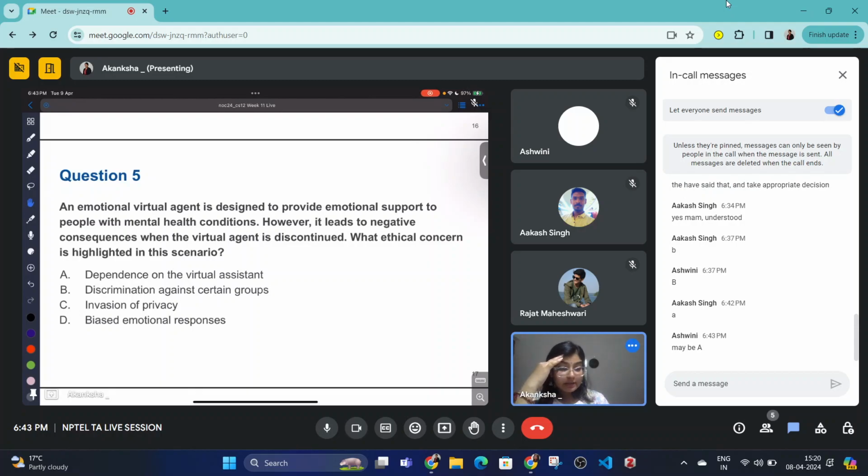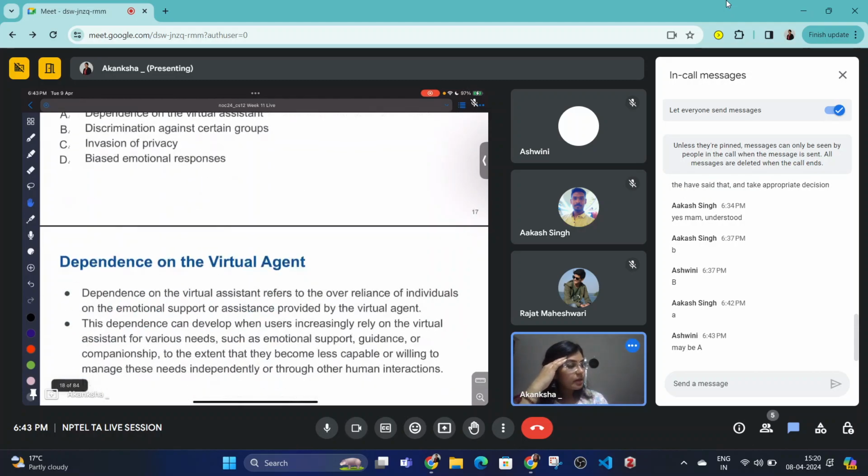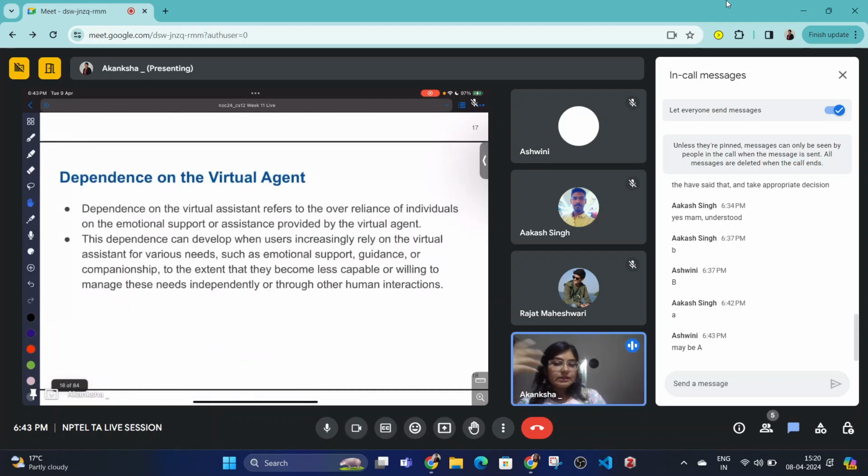Okay, let's see. So yes, it's A. Let's understand what this dependency on a virtual agent actually is. Suppose I am going through a rough phase, my mental health is not that good, and I am seeking assistance from a virtual agent which is deployed in a hospital. Now, this dependency comes into the picture in that it refers to the over reliance of individuals on the emotional support or assistance provided by the virtual agent.